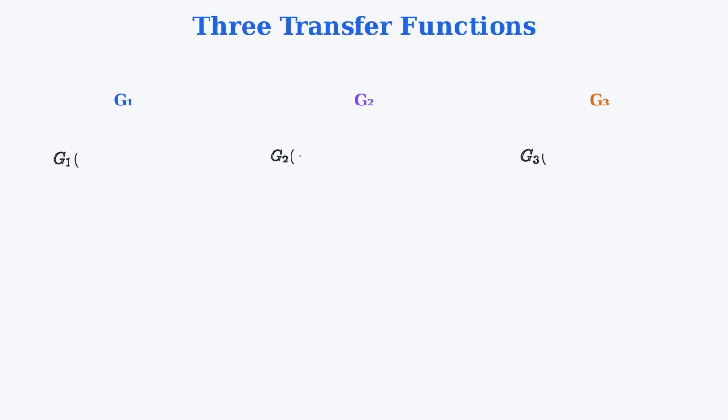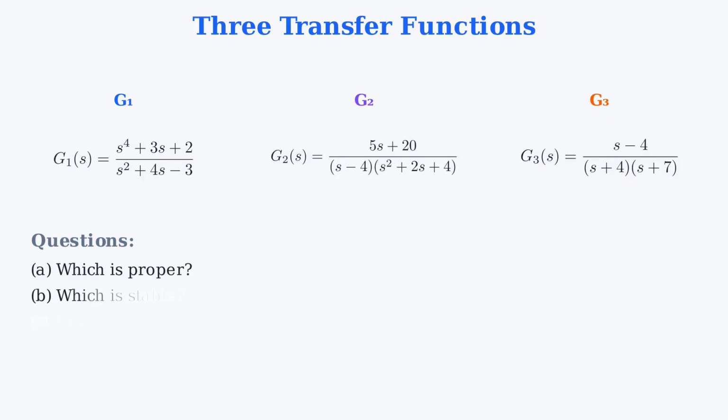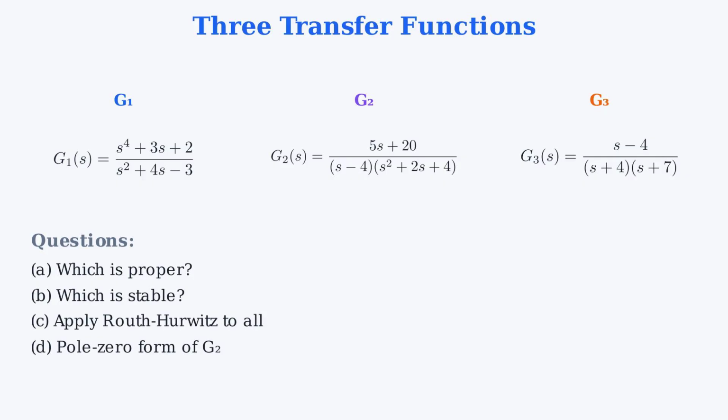Here is the problem. We are given three transfer functions. g1 of s equals s to the fourth plus 3s plus 2 divided by s squared plus 4s minus 3. g2 of s equals 5s plus 20 divided by the quantity s minus 4 times s squared plus 2s plus 4. g3 of s equals s minus 4 divided by the quantity s plus 4 times s plus 7.